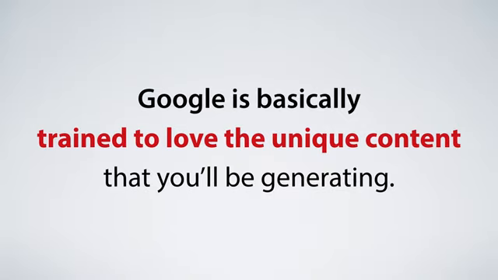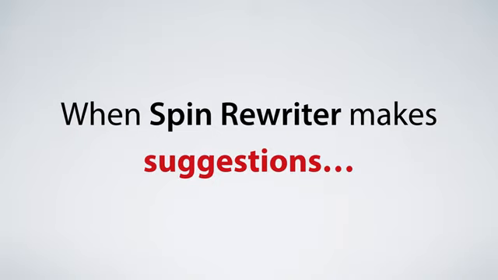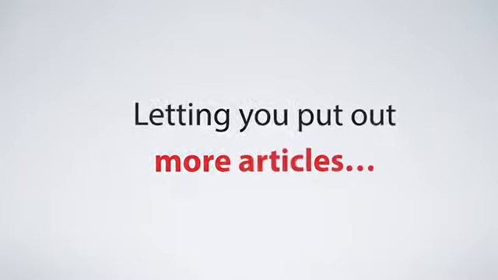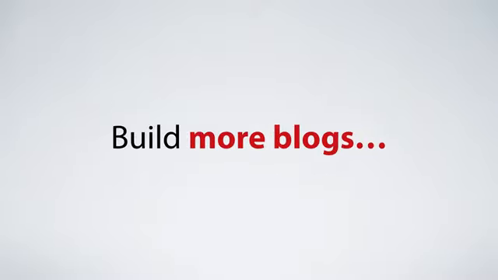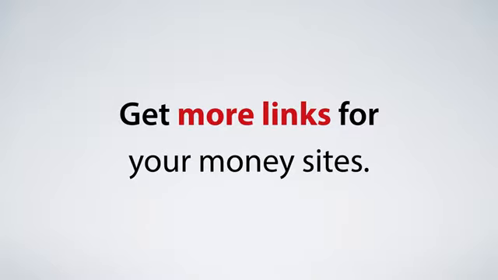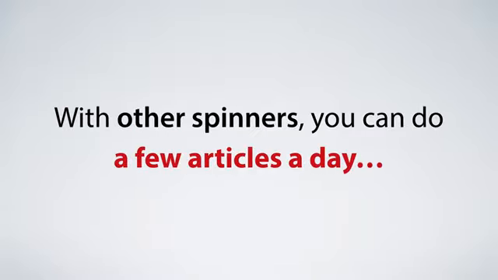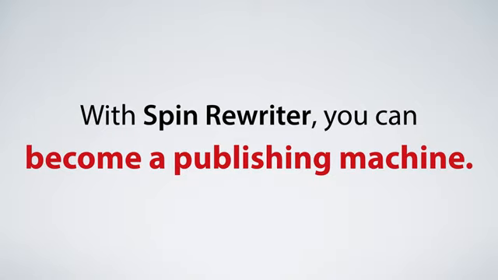Our ENL semantic spinning technology also guarantees that when Spin Rewriter makes suggestions, it's far more accurate, saving you far more time, letting you put out more articles, build more blogs, and get more links for your money sites. With other spinners, you can do a few articles every day. With Spin Rewriter, you can become a publishing machine. And all of this is important because if you want to get really profitable rankings, you're going to need a lot of blogs and a lot of links, which means you're going to need almost unlimited content. With Spin Rewriter, you can generate as much unique content as you need, and you can do it in seconds.